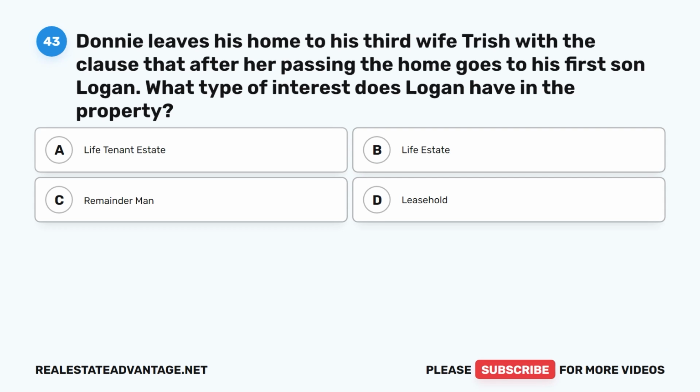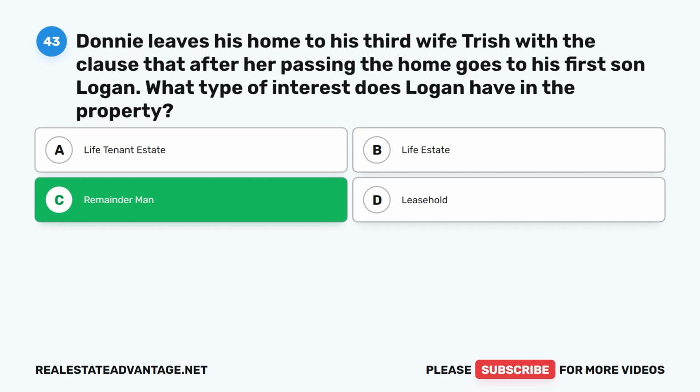Question 43. Donnie leaves his home to his third wife, Trish, with the clause that after her passing, the home goes to his first son, Logan. What type of interest does Logan have in the property? A. Life tenant estate, B. Life estate, C. Remainder man, D. Leasehold. The correct answer is C.